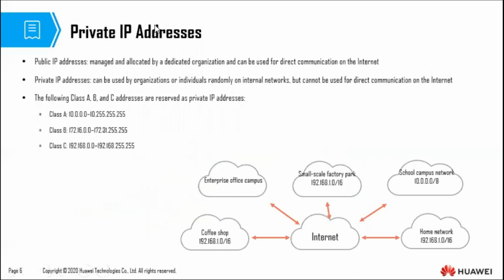IPv4 addresses from class A reserve the 10.0.0.0, the whole of it, as private IP addresses. Expect a question in the exam giving you an IP address and asking you whether it's private or public, for example. Class B, 172.16 to 172.31, the whole of that range. Class C, 192.168, the whole of that range.